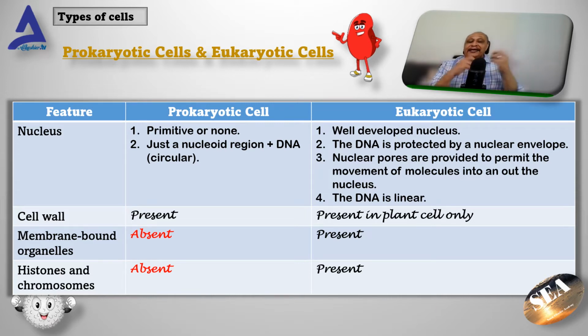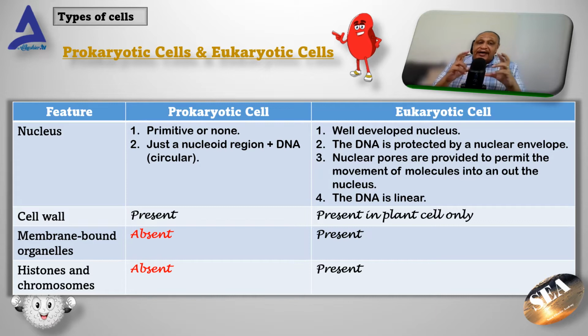And also the DNA here is different from the DNA of the prokaryotes, or primitive cells, in that it's not circular, it is a linear one. There are other criteria, like the presence of a cell wall, which is present in prokaryotes and in eukaryotes. It's not present in animal eukaryotes, but present in plant eukaryotes. Membrane-bound organelles, and we're going to talk about this when we come to the organelles, are absent in prokaryotes and present in eukaryotes. Histones and chromosomes are absent in prokaryotes and present in eukaryotes.